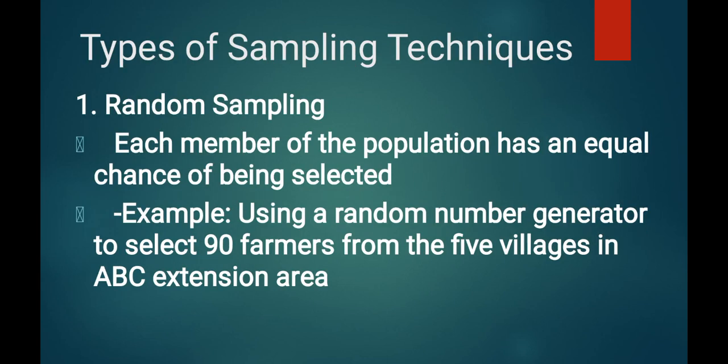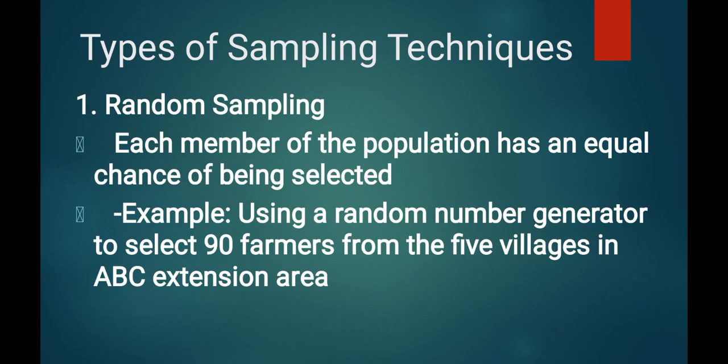So, what are some of the types of sampling techniques you can employ? Remember, your supervisors would like to know your sampling technique and why you chose to use that method. Number one, we have random sampling. If you choose random sampling, the best answer you can give is that you want each member of the population to have an equal chance of being selected.